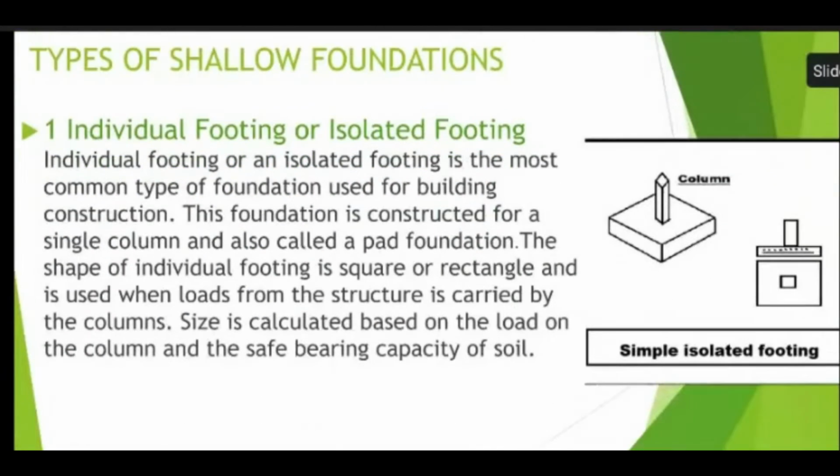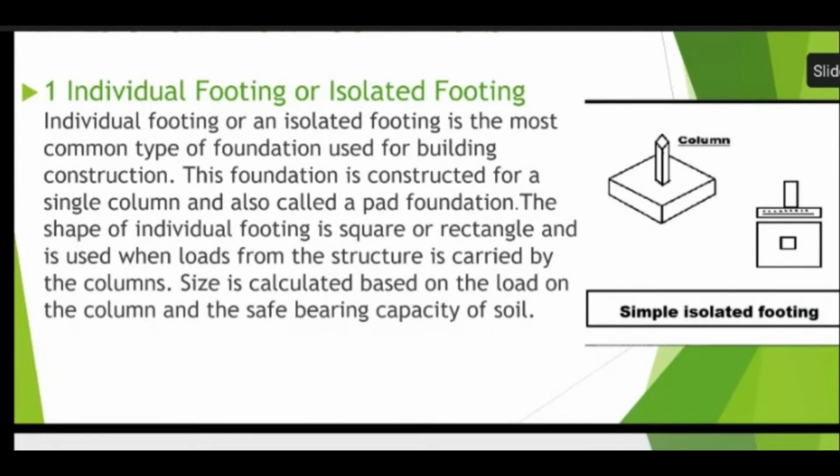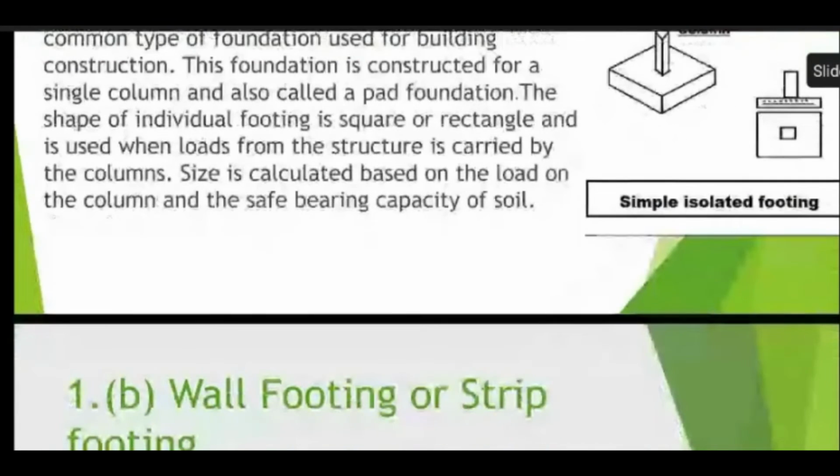Types of shallow foundation. 1. Individual footing or isolated footing. Individual footing or an isolated footing is the most common type of foundation used for building construction. This foundation is constructed for a single column and is also called a pad foundation. The shape of the individual footing is a square or rectangle and is used when loads from the structure are carried by the columns. Size is calculated based on the load on the column and the safe bearing capacity of the soil.